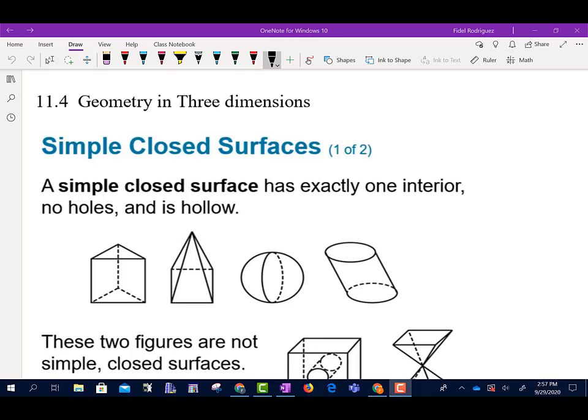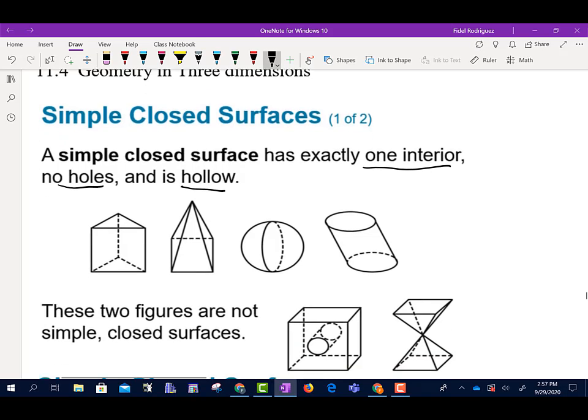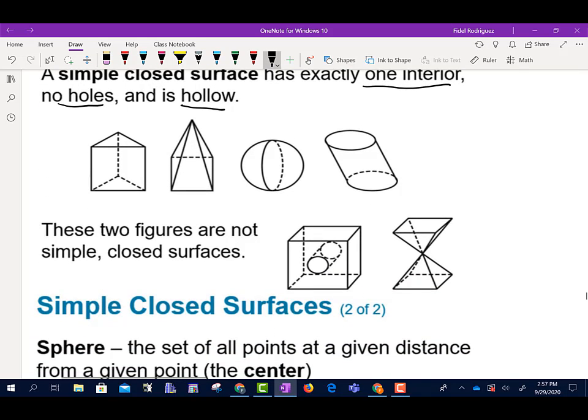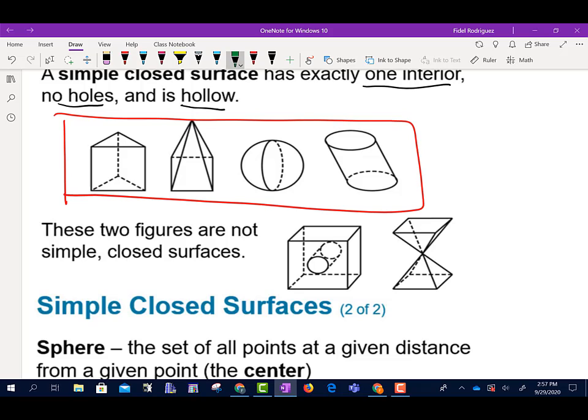Section 11.4 talks about geometry in 3 dimensions. So the first thing we have here is something called simple closed surfaces. It says a simple closed surface has exactly one interior, no holes, and is hollow. So these here are going to be simple closed surfaces right here. And then if you look here, it says these are not simple closed surfaces.